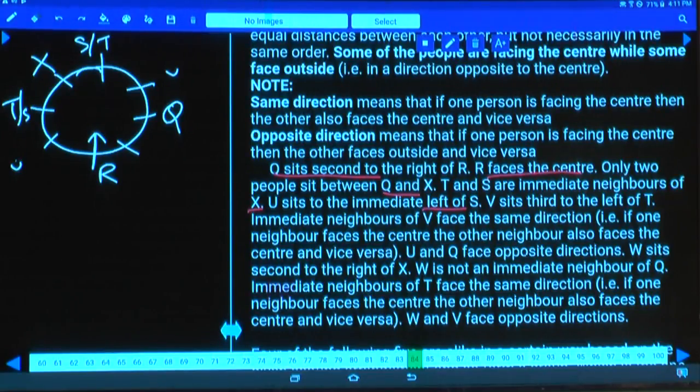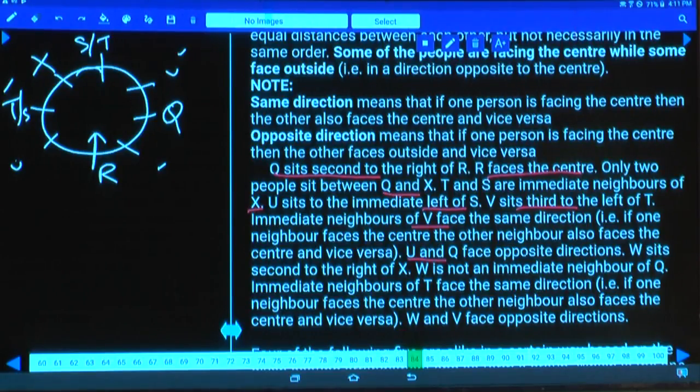If T is at this place, V must be here, or V can be here. There are n number of possibilities. As of now, we cannot do anything. V sits to the left of T. Immediate neighbors of V facing the same direction, and U and Q face opposite direction.